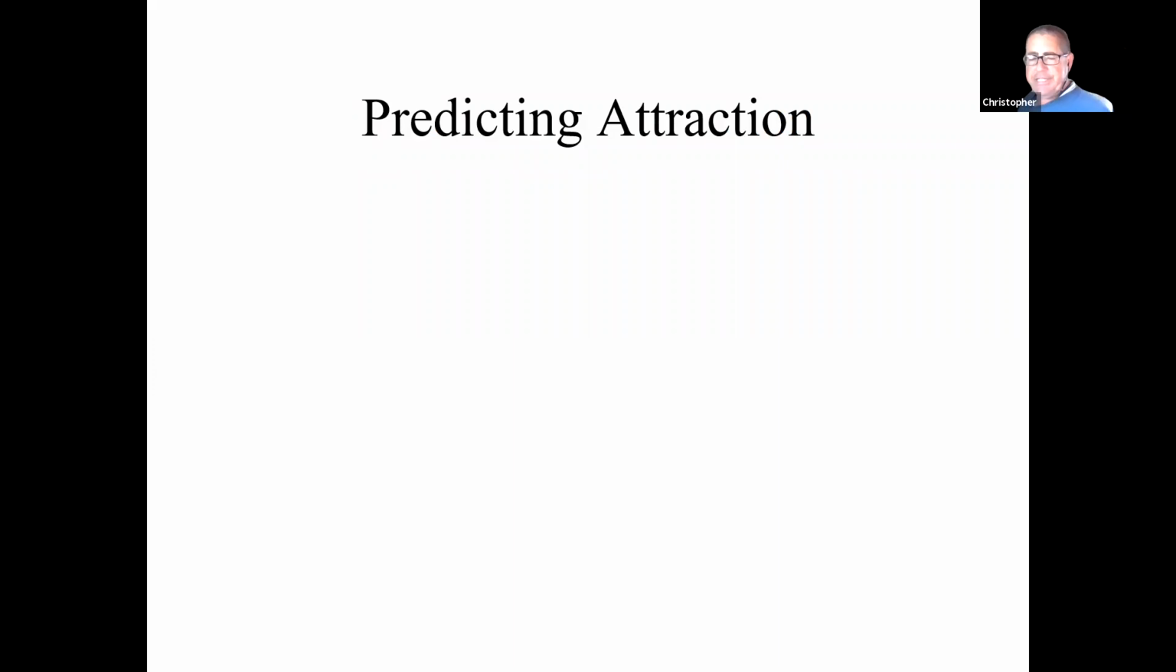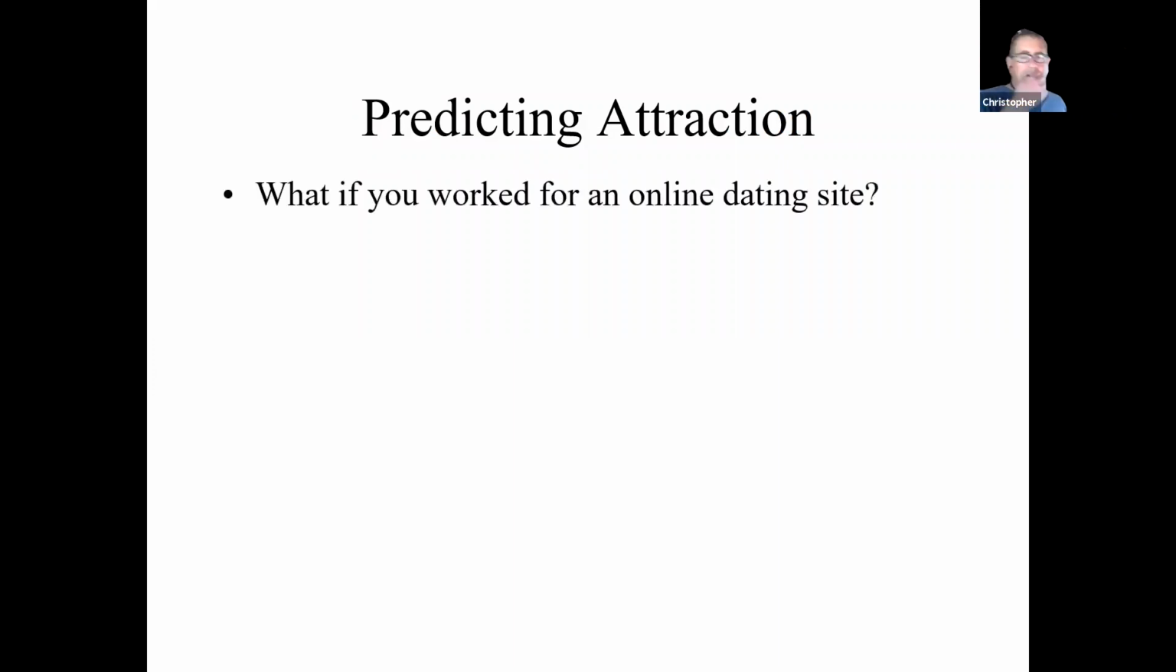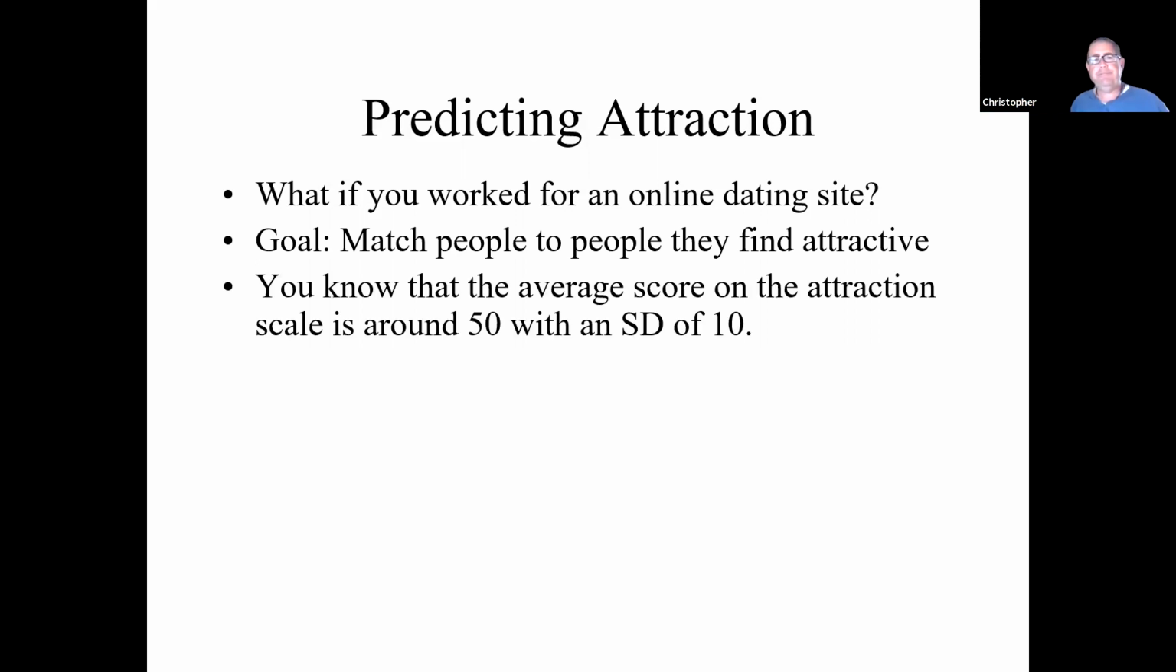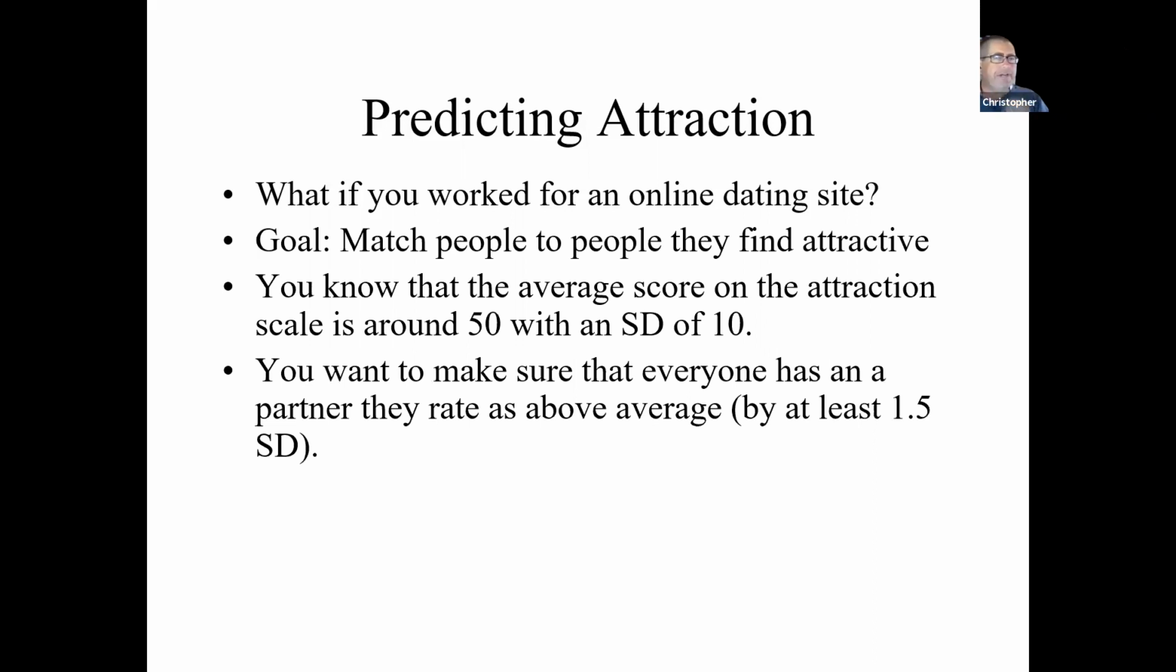So one way we could use this, if we wanted to predict attraction, let's say we worked for whatever the online dating sites are, Match.com, well, with the old guy with the glasses who looks like a scientist. What if you worked for one of these sites? Your goal is to match people to people they find attractive. You know that the average score on the attraction scale is around 50 with a standard deviation of 10. You want to make sure that everybody has a partner that you expect them to rate as above average on attraction by at least 1.5 standard deviations.